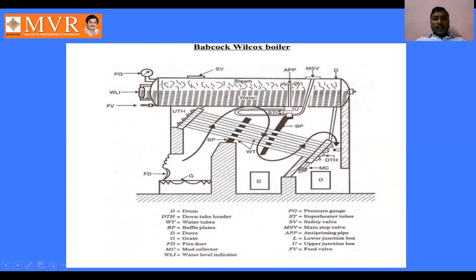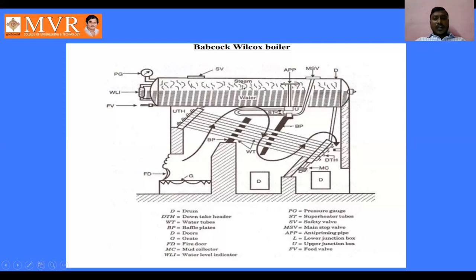What about the water coming from the boiler shell? It enters these water tubes. Due to these hot gases, the water in the water tubes is heated by the convection process, and it is changed into steam. And the steam enters here, in the upper half part of the boiler shell.